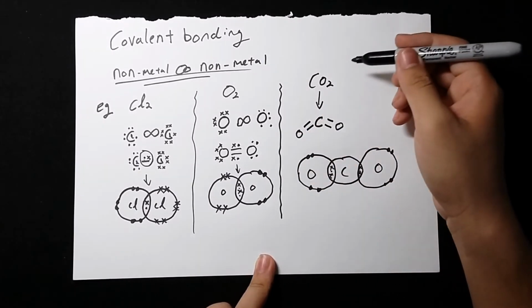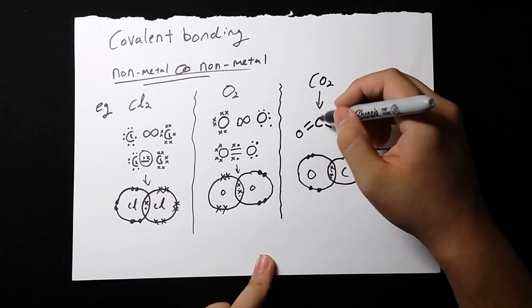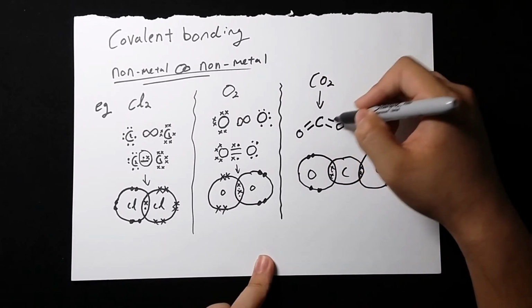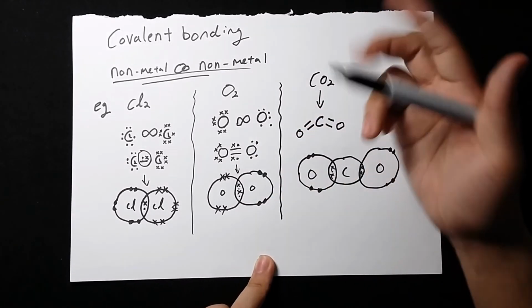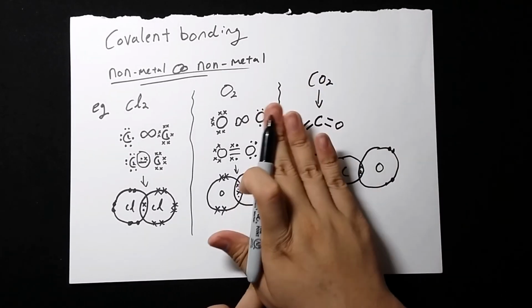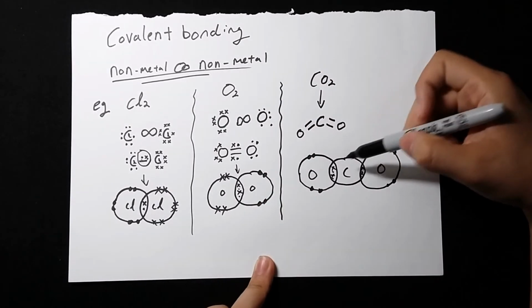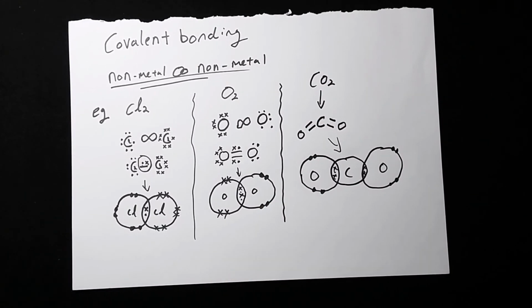And for a more complicated one, such as carbon dioxide, you realize that carbon will need 4 electrons to be stable. So you will expect it to have 4 lines. While oxygen needs 2 electrons, so you will expect it to have 2 lines. So as you can see, oxygen has its 2 lines, and carbon has its 4 lines. And as a result, once you transfer over, it looks something like this, and this will be a stable structure.